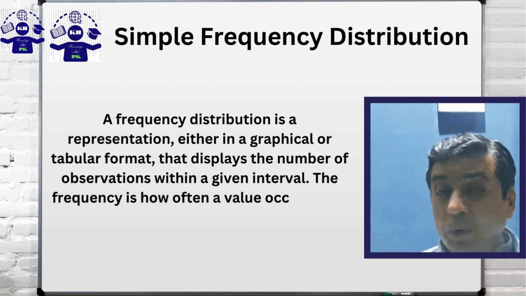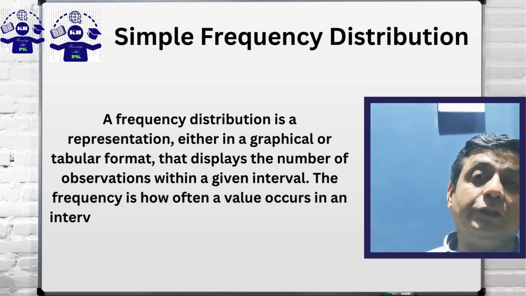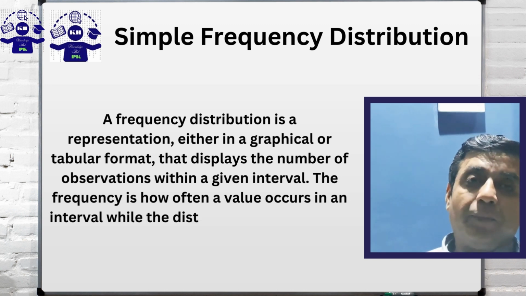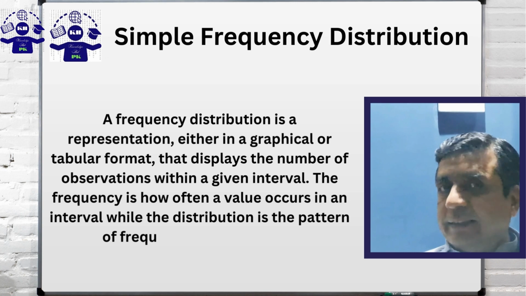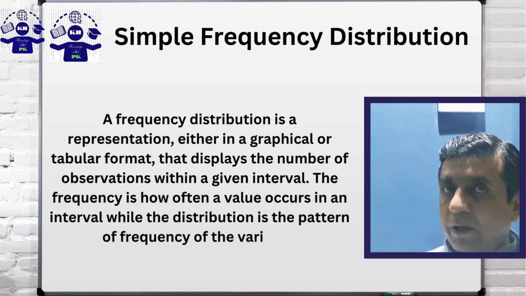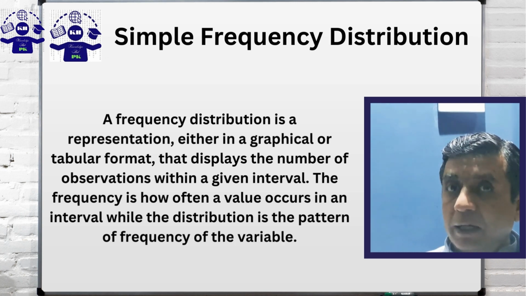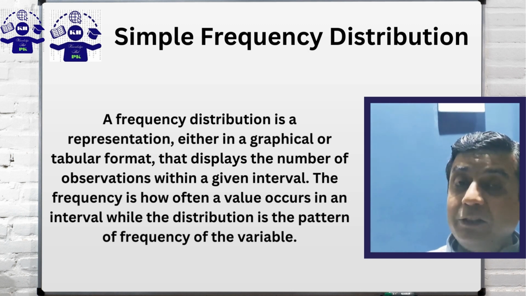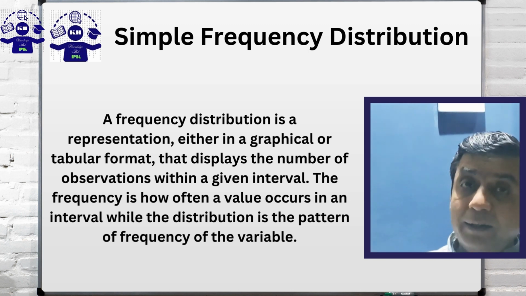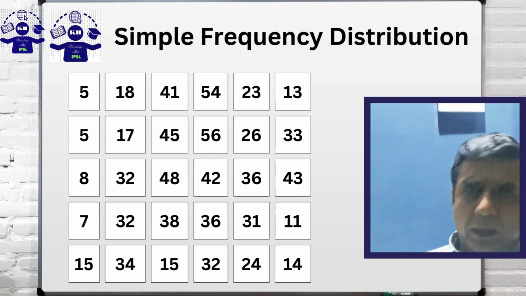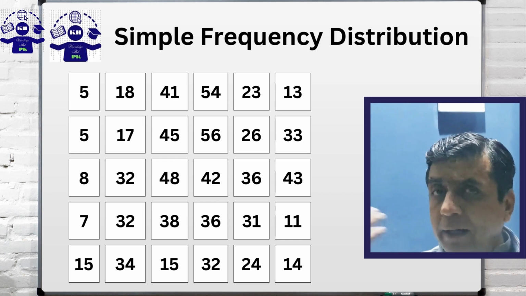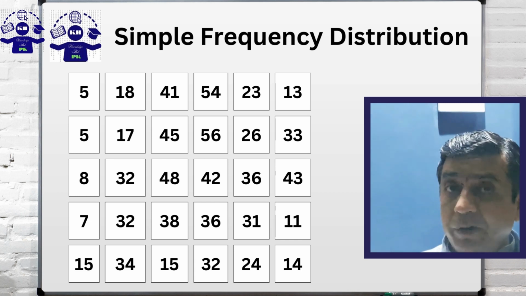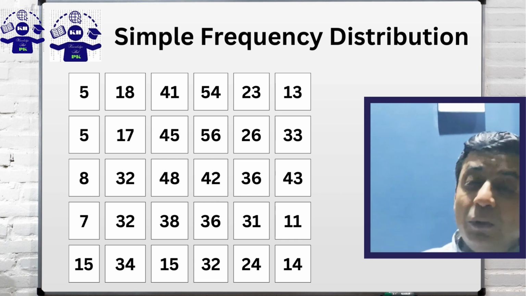Now, how to construct simple frequency distribution in tabular format? For that, you can observe that in this data, if you count the data elements, there are 30 data elements in this particular data set, which means that these are marks of 30 students. And now we want to represent this data in a tabular format.